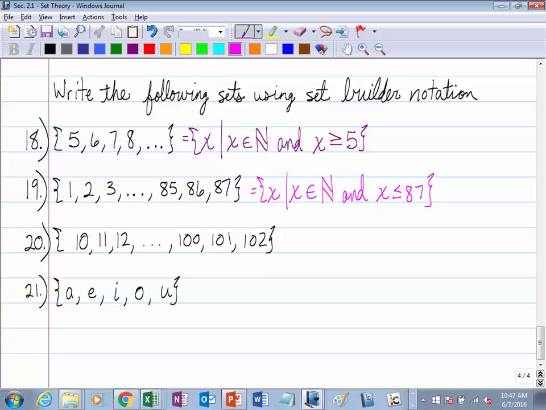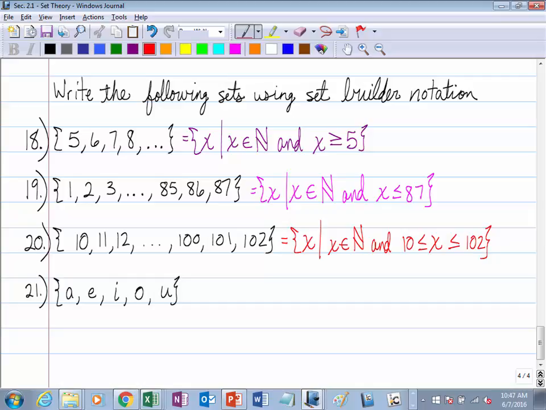And then number 20, x such that x is an element of the natural numbers, and x is between 10 and 102. And so there's different ways you could do it if you don't use the or equal to. You could make this a 9 if you don't put the or equal to right here, or you could make this 103 if you don't put the or equal to right here.